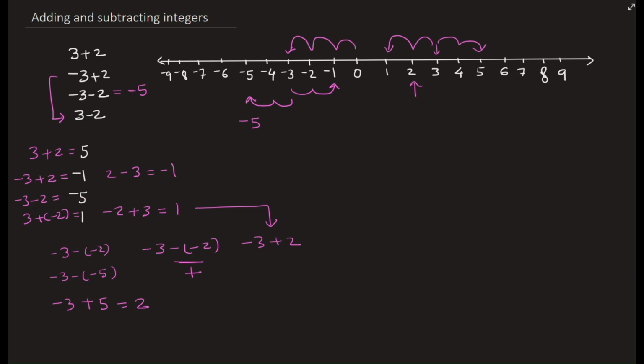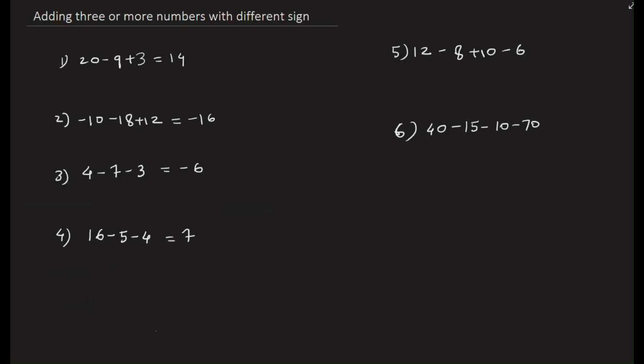Now I will go through adding three or more numbers with different signs. So first I have 20 minus 9 plus 3.